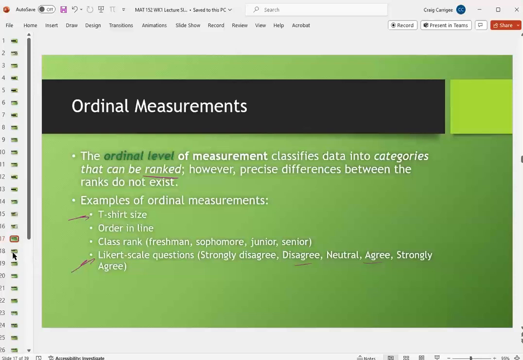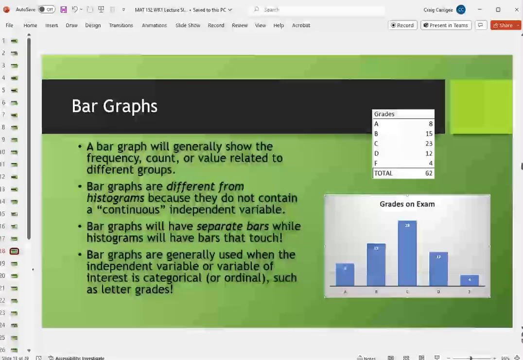And so when we talk about ordinal measurements, we generally use things like bar graphs. Grades could be nominal measurements or ordinal measurements, generally ordinal, because we can order them in some kind of way. We can rank them. We can put them in an order. And you would use a bar graph for ordinal measurements.